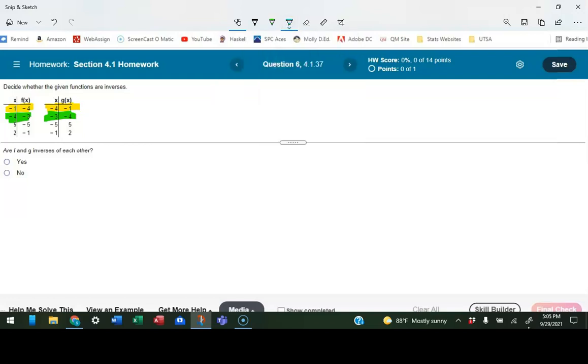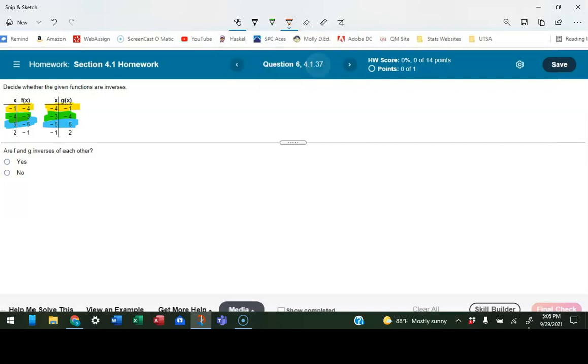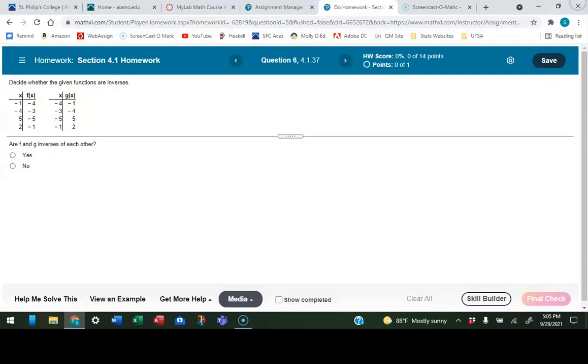So try another one. I got 5, -5. So this is -5, 5. So they have flip-flopped. So yes, these two are still inverses. And now let's try the last one. I've got 2, -1, which is -1, 2. So those have also flip-flopped. And so because all of my x's and y's flip-flopped, these are inverses of one another.